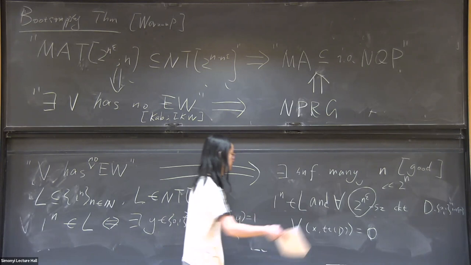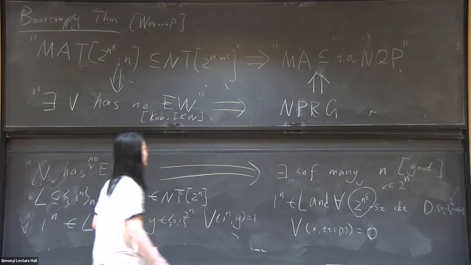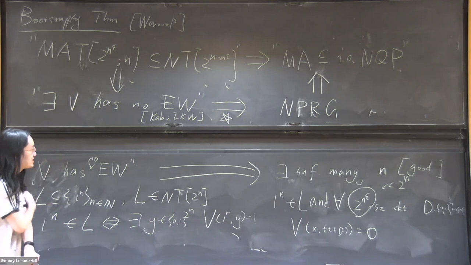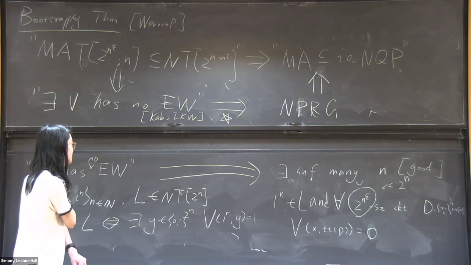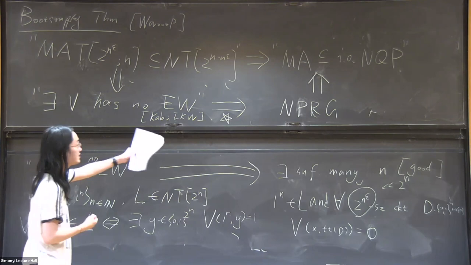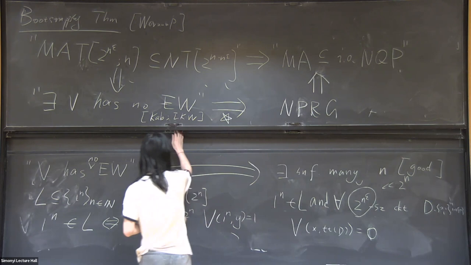So now I'll try to explain why this gives you an NPRG. If you are familiar with pseudo-randomness, this is already kind of obvious. You can verify a hard truth table for infinitely many inputs n. So that's why it is infinitely often, actually. But let me just quickly tell you how to do it.